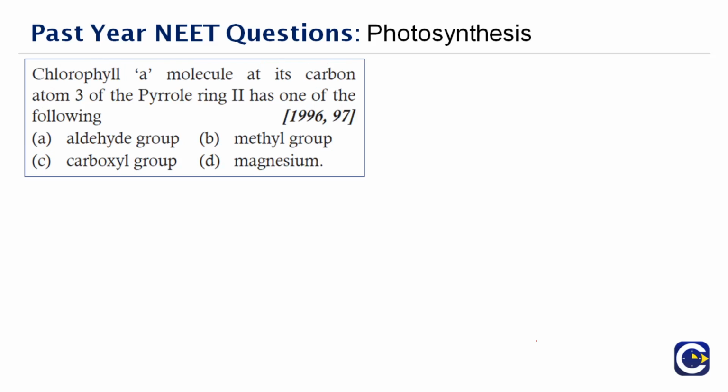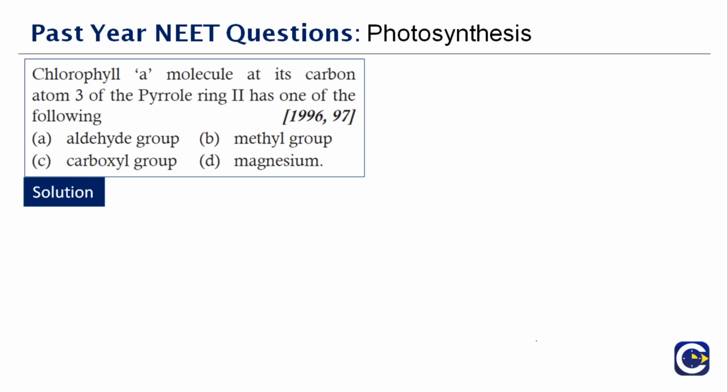Chlorophyll A molecule at its carbon atom 3 of pyrrole ring 2 has one of the following. Okay, now this question was asked in the year 1996 and again repeated in the year 97. So this is a repeated question here. Now you're given 4 options here: aldehyde, carboxyl, methyl and magnesium group.